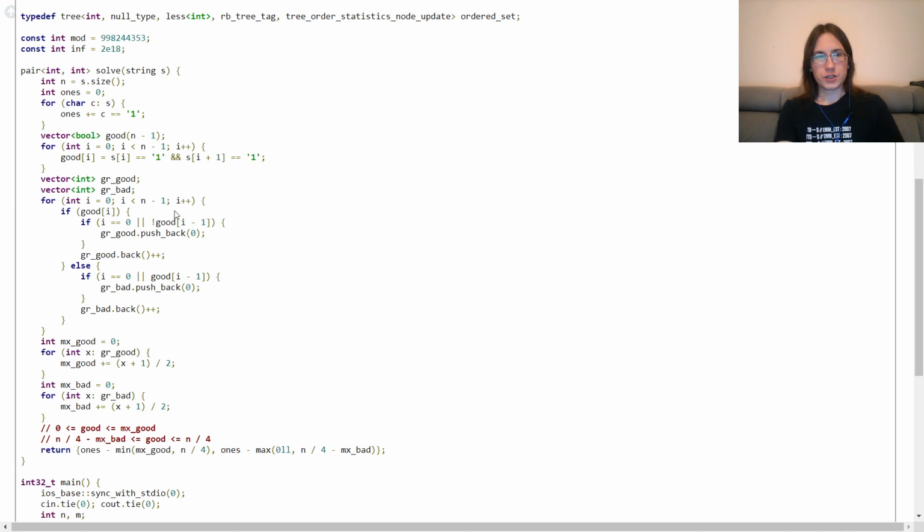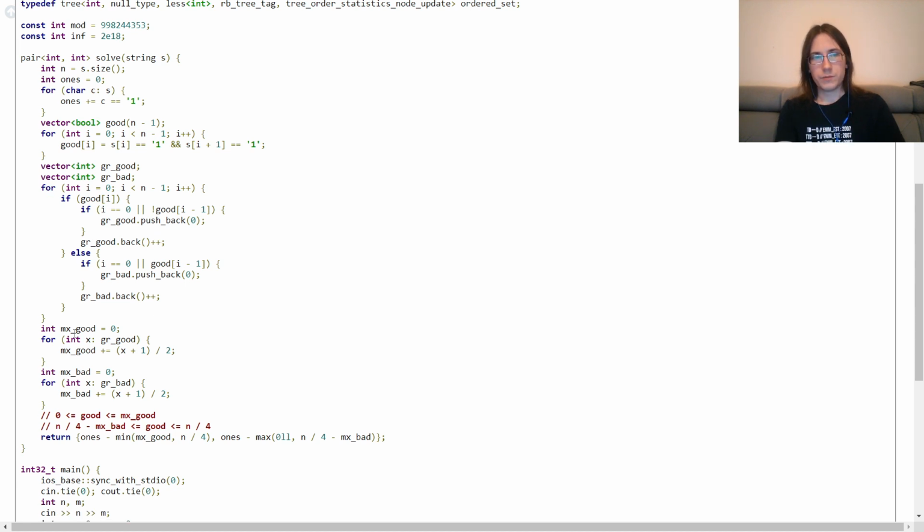Here, if the position is good, then if it's the first position or the previous position was not good, then I need to start a new group. And then in both cases, I increase the last group by 1. Same for bad groups. Max good is the theoretical possible limit for the number of good positions.